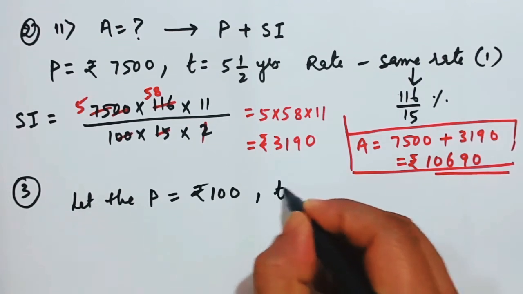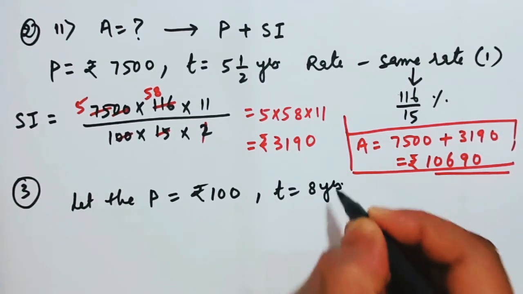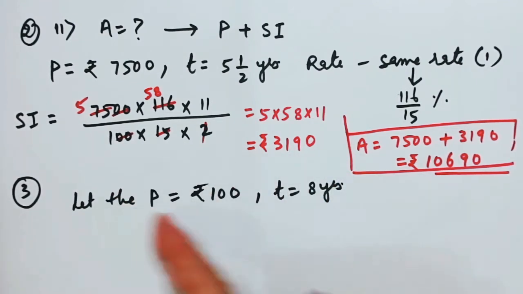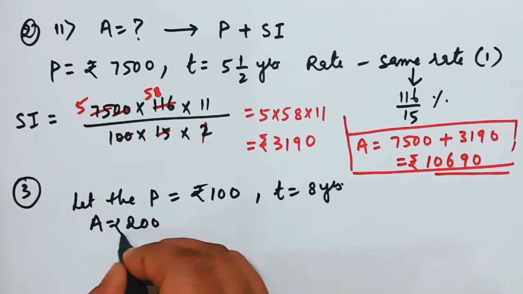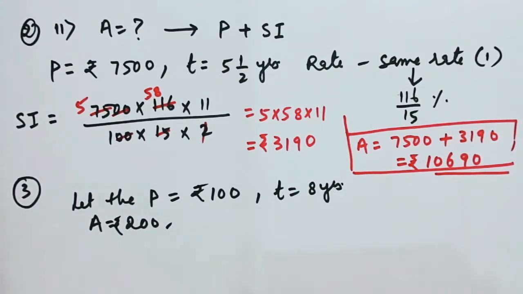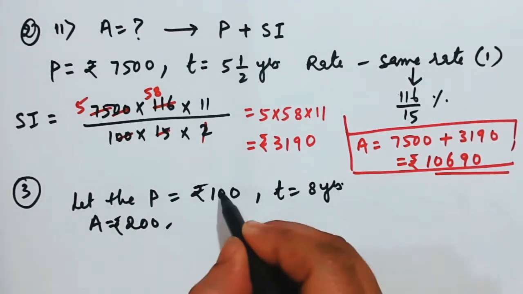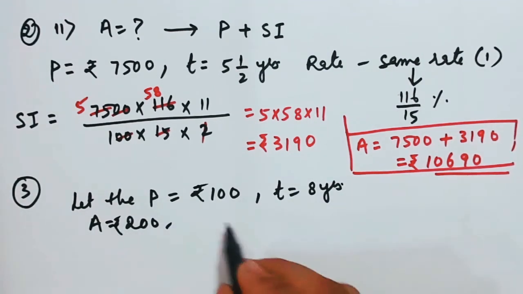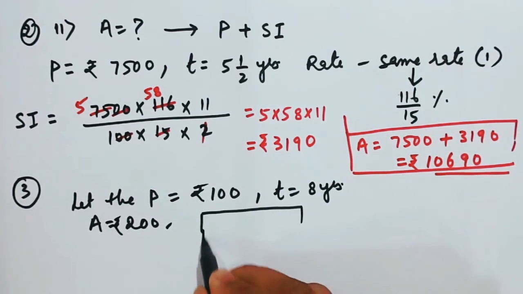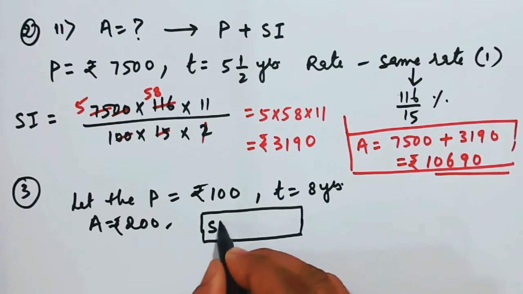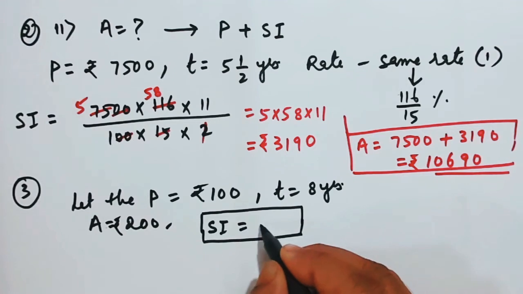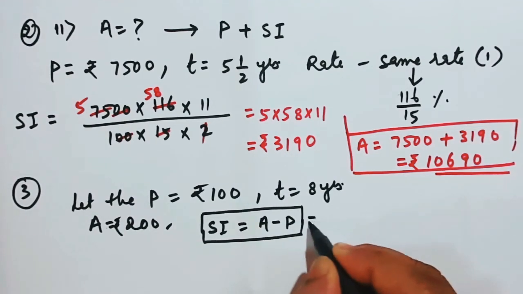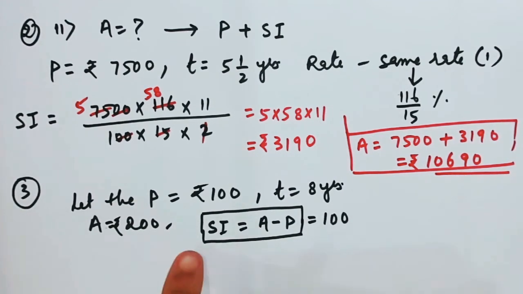So in time 8 years this principal gets doubled, meaning the amount becomes 200. Fine. From this principal and this amount, can't you find out the simple interest? Your simple interest here becomes amount minus principal, A minus P, which is equal to 100. This is the simple interest that you got over here.